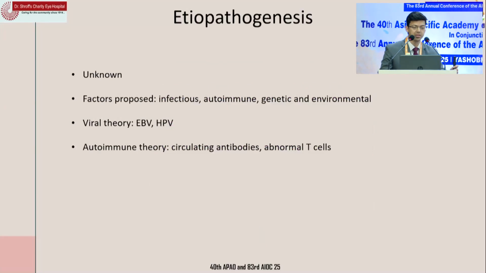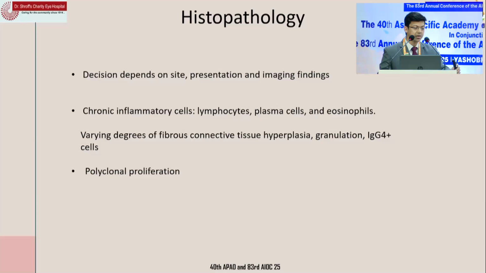So the pathogenesis of IOID is still unknown mainly. There are two major theories. One is the viral infection theory and one is the autoimmune theory. And there is evidence in literature to support that. But histopathology is important, and the decision whether or not to do the biopsy depends on the site of the presentation and the imaging findings.